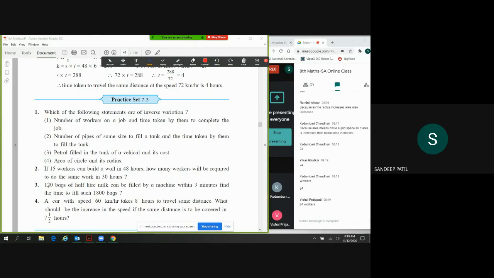Let's try another one. 120 bags of half-litre milk can be filled by a machine within 3 minutes. Find the time to fill 1800 such bags. So we know the time and the number of bags. Again we keep the same thing: T into N is equal to the constant of variation. Here T is 3 minutes into 120 bags. So K, the constant of variation, becomes 360.